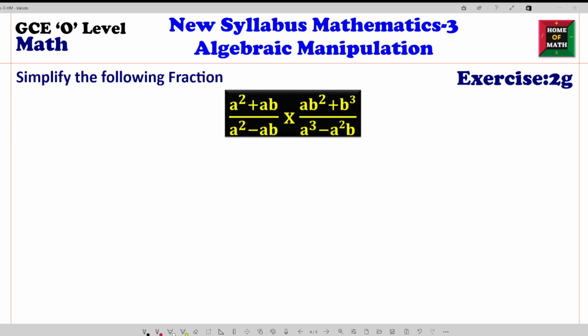Today's topic is Algebraic Manipulation. From this video, we are going to start a new episode based on simplifying fractions. Let's start.